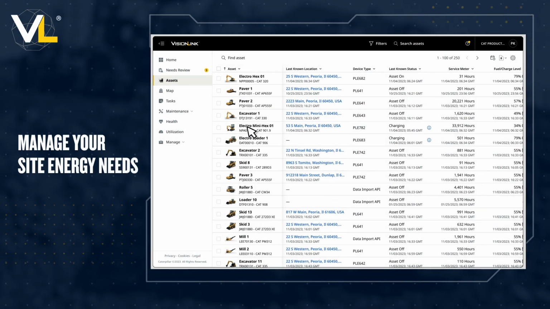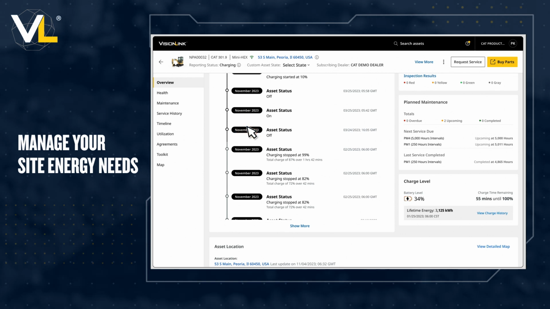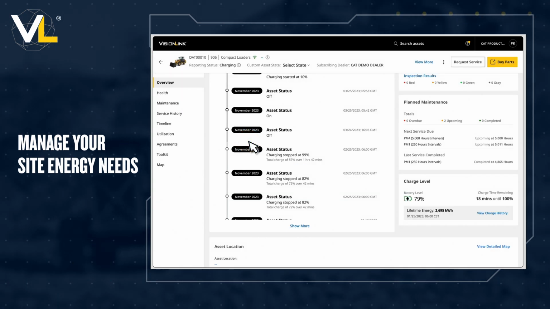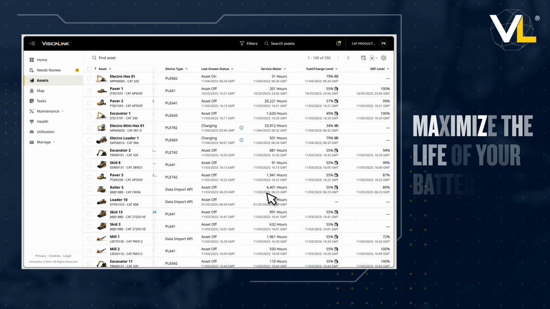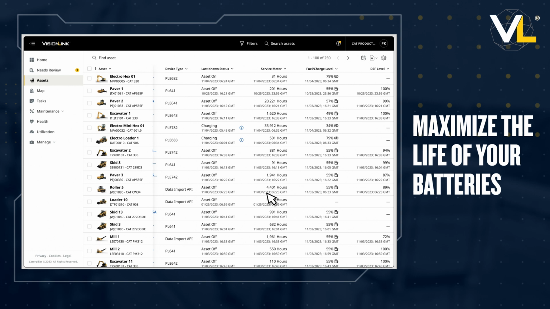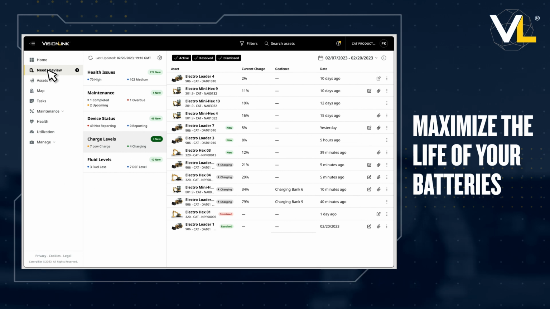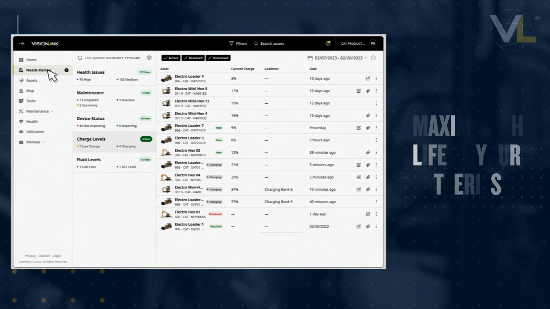Stay informed of battery charge levels and time to charge to proactively plan and assign charging tasks and optimize asset availability and utilization. Stay informed of critical issues impacting battery health with integrated service information and the ability to easily connect to a local CAT dealer when additional support is required.